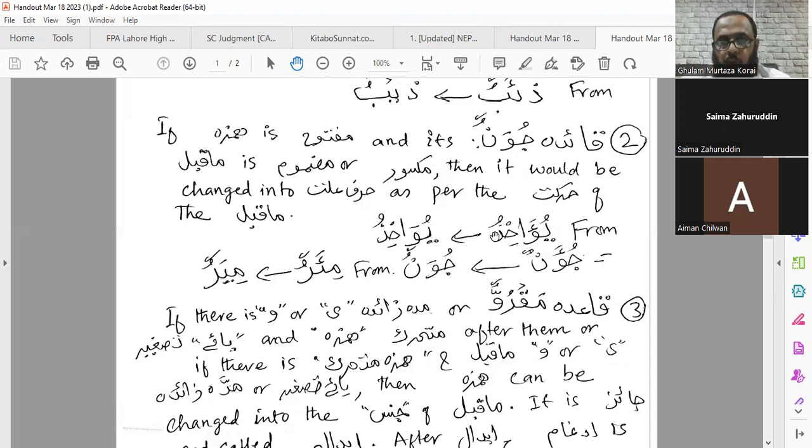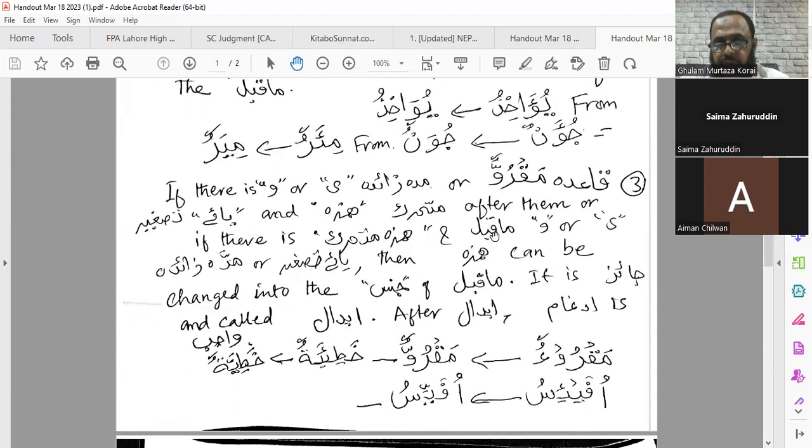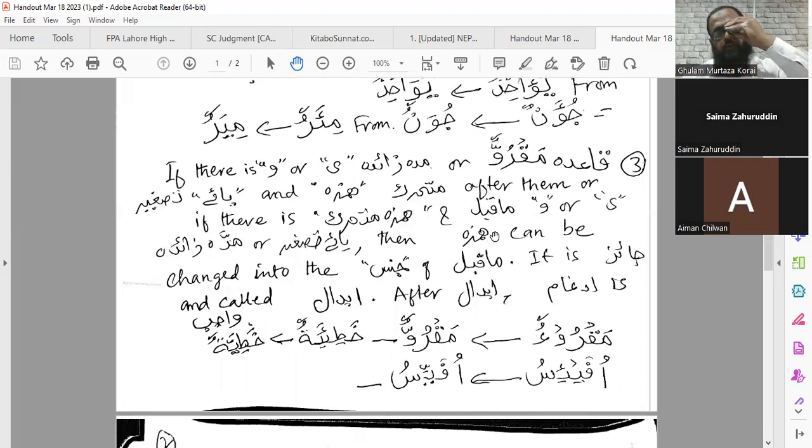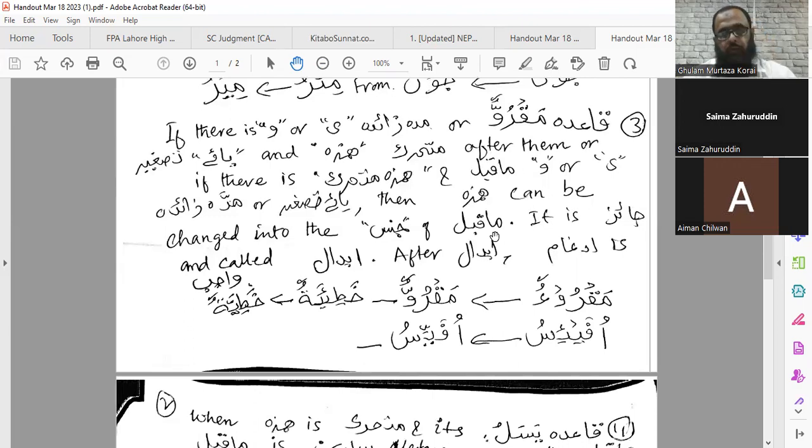And that is what jawaz means, permissible, not mandatory. Is that clear? Yes, that's clear. Alhamdulillah.